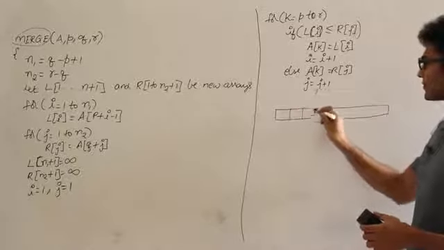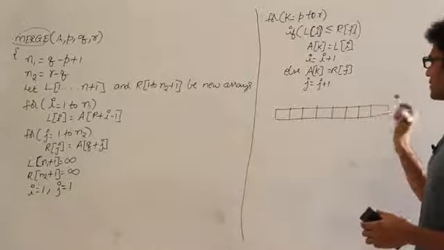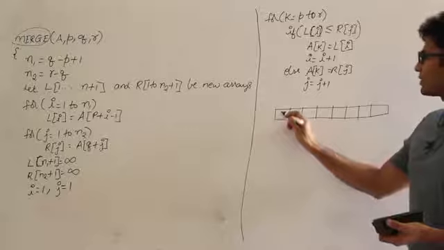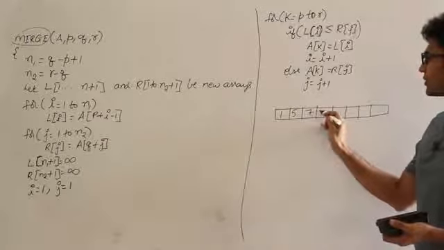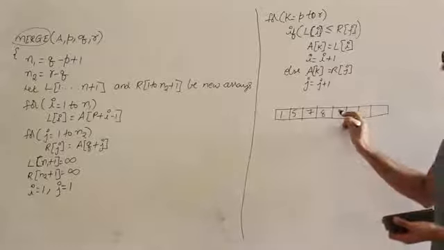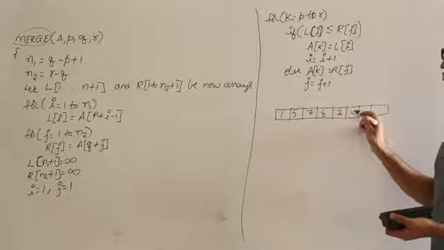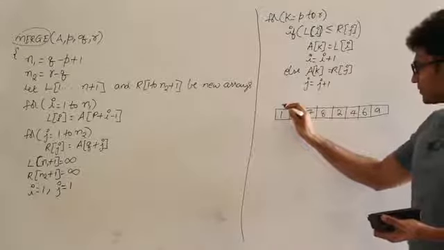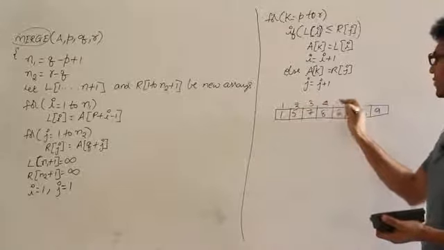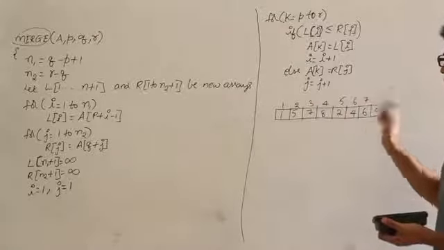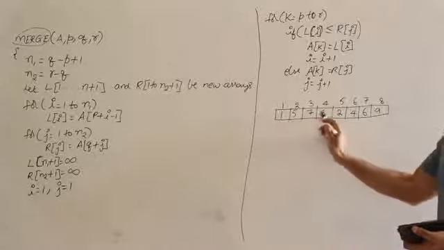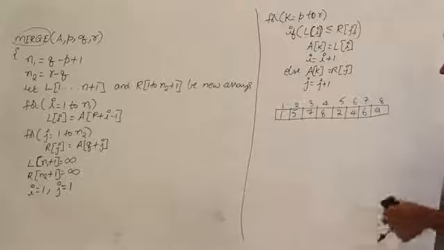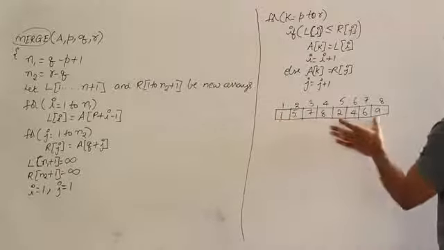in an array such that some part of the array contains, let us say, 1, 5, 7, 8, and the other part of the array contains 2, 4, 6, 9. Now in this array, let us say the indexes are 1, 2, 3, 4, 5, 6, 7, 8. Indexes 1 to 4 are sorted and 5 to 8 are sorted. Listen to this. Now 1 to 4 are sorted and 5 to 8 are sorted.